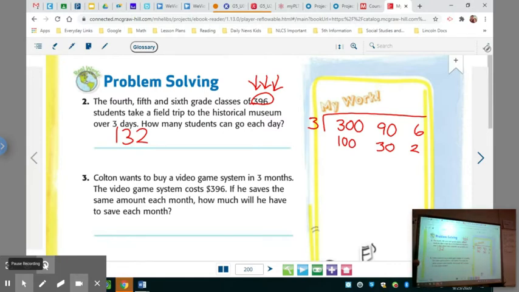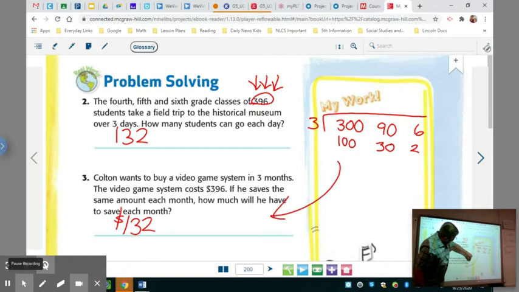It doesn't say. You've got Colton wants to buy a video game system in 3 months. The video game system costs $396. If you save the same amount each month, it's the same problem. So you're going to have 132. You would have done the same thing right here. Both of these right here, 132. That's what they want you to do.